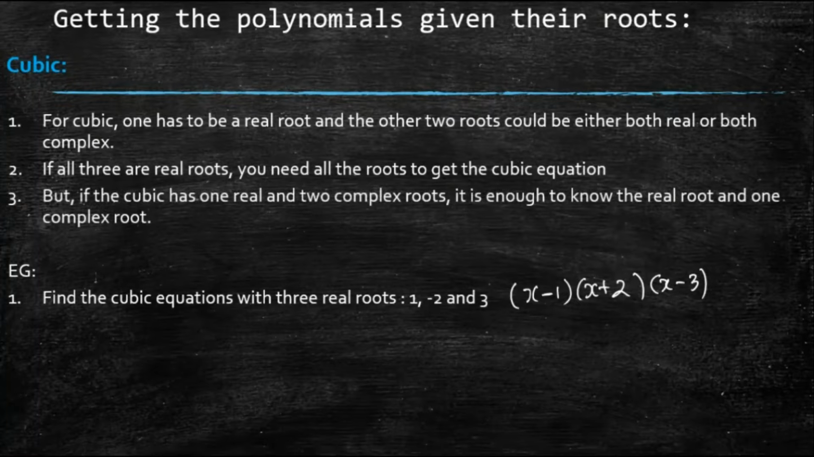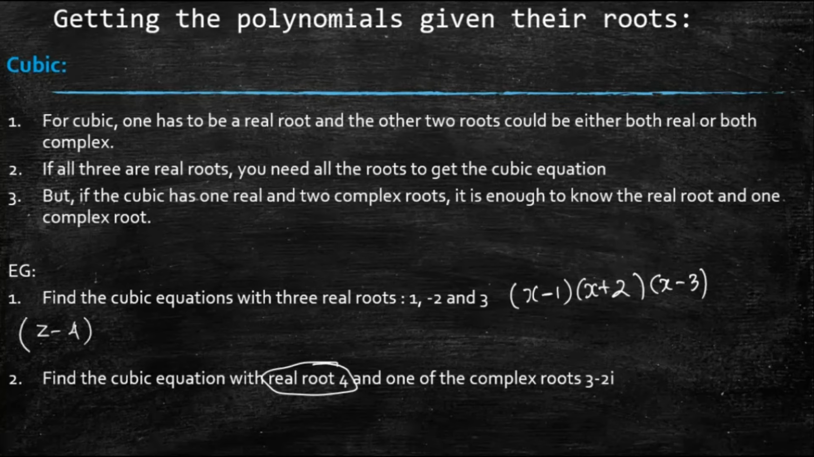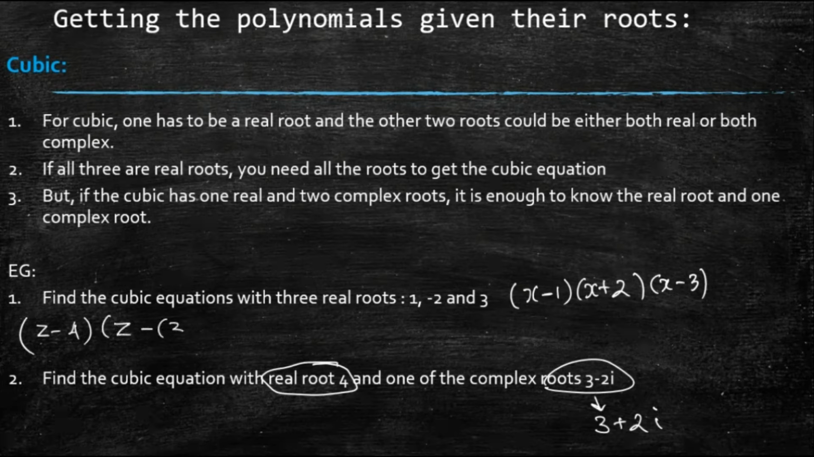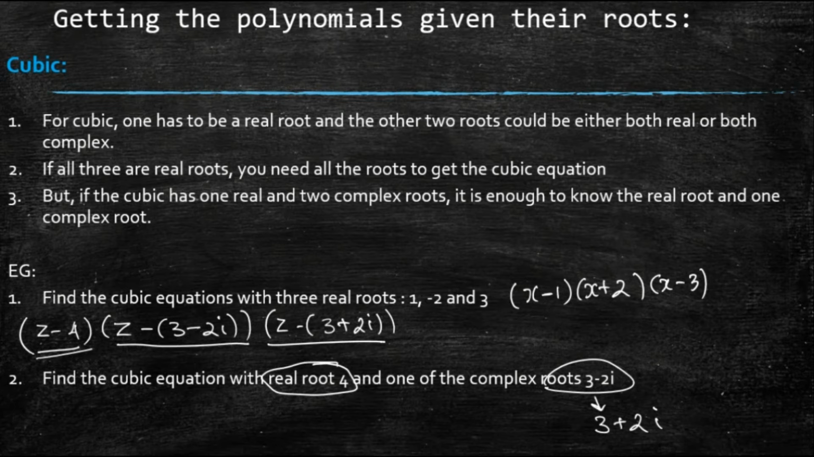The other case is if the cubic has one real and two complex roots, it's enough to know the real root and one complex root, like this. So you have the real root 4, which gives me z minus 4. And then the other root is 3 plus 2i. So I can get z minus (3 - 2i) and z minus (3 + 2i). And as I explained before for the quadratic, you can simplify these two into a quadratic and then multiply that quadratic with z minus 4 to get the cubic.